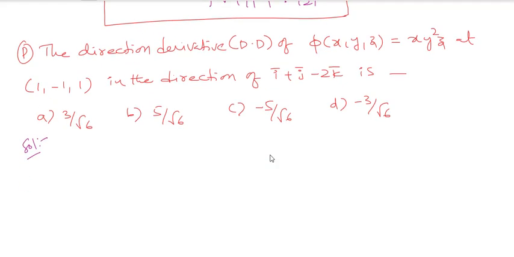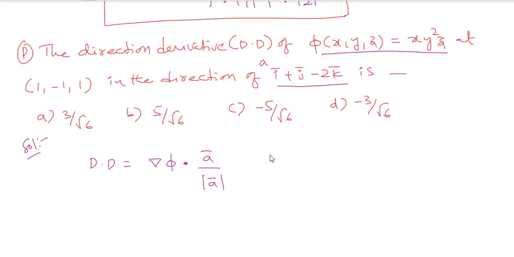So see, they have given the surface and the direction also. So this i bar plus j bar minus 2k bar will be what? Your a bar. So what is the directional derivative? Generally, the directional derivative will be del phi dot product a bar divided by mod a bar.